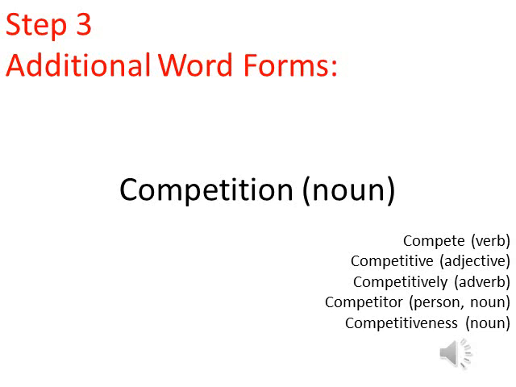Step 3 is to discover other forms of the target word. Sometimes there is only one, but there could also be several depending on the word itself. The word competition has many, so I picked the most frequent ones and put them in the bottom right corner of the index card below the target word. There is the word compete, which is a verb, competitive is an adjective, competitively is an adverb, competitor is a noun, a person, and competitiveness is also a noun form of our target word.